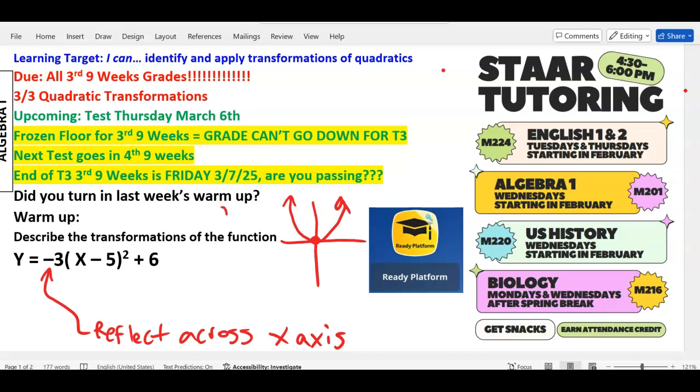Okay, so remember, the parent function was just x squared. There's 4 things that we added onto x squared. One was a negative, and one is this number 3. Now, this 3 is bigger than 1. So when you think of bigger, does that vertically stretch it up, or does that vertically compress it down? What do y'all think? I'll take any response at all at this point. Vertical stretch or vertical compress when it's greater than 1?